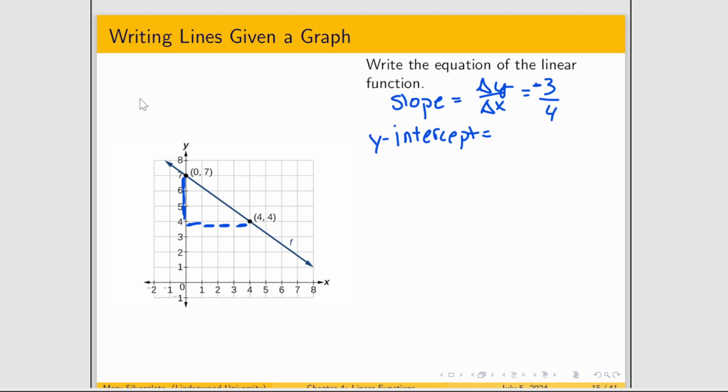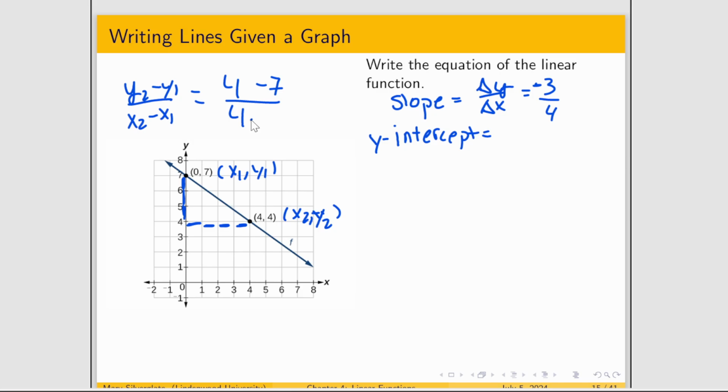If you don't like looking at it visually, we could have alternatively also explicitly plugged it into the formula. If I wanted to label this x1, y1, x2, y2, then my y2 would be 4, my y1 would be 7, my x2 would be 4, my x1 would be 0. 4 minus 7 gives me negative 3, 4 minus 0 gives me 4. Either way, I get negative 3/4. Again, you want to go with whatever is least prone to error for you. If you a lot of times forget the step to make sure that if it's decreasing you make it negative, go ahead and just explicitly plug into the formula.